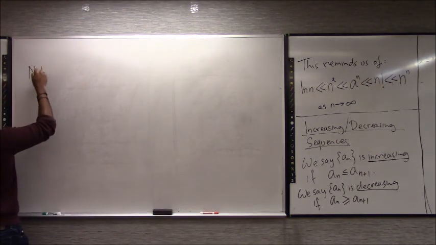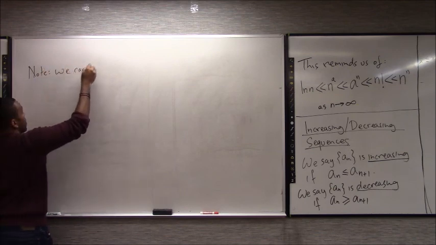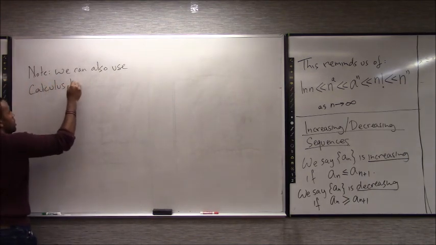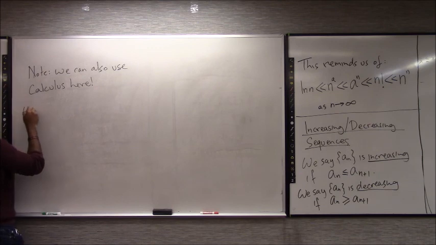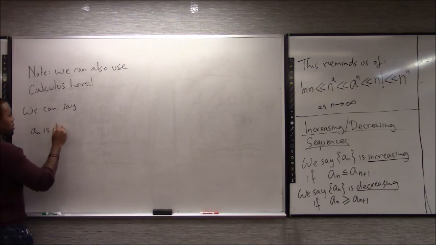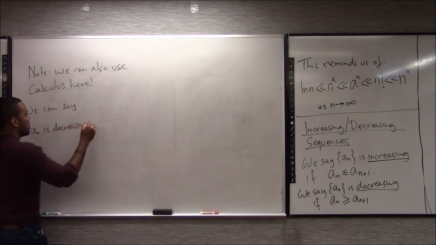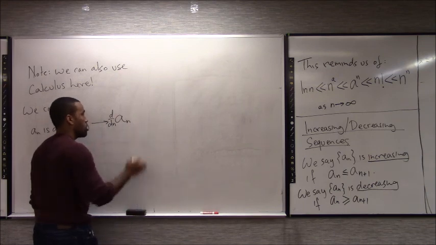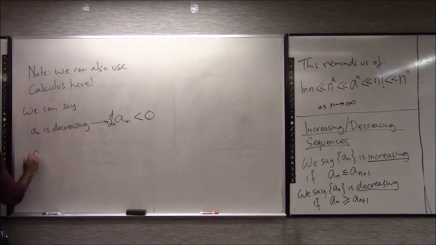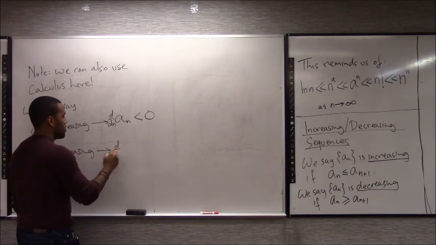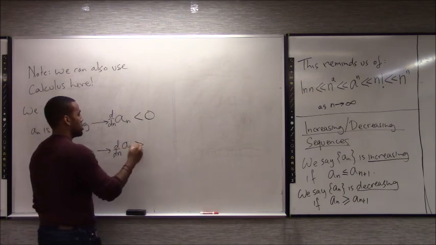Note, we can also use calculus here. So we can say AN is decreasing if the derivative with respect to n of AN is less than 0, and AN is increasing means the derivative with respect to n of AN is greater than 0.